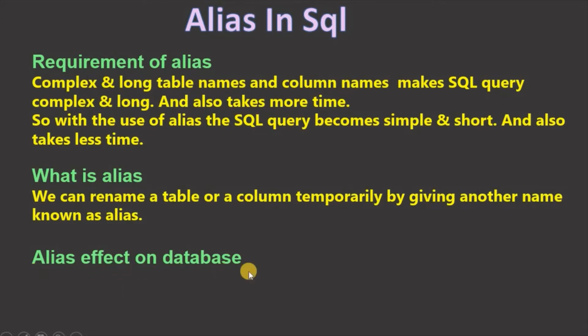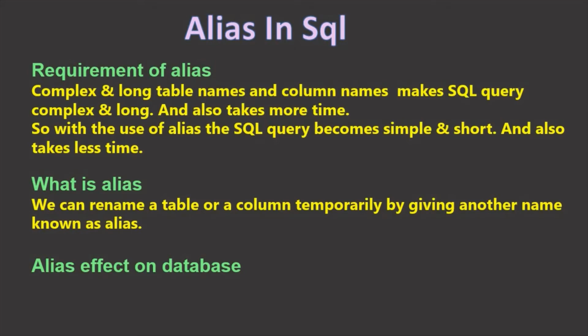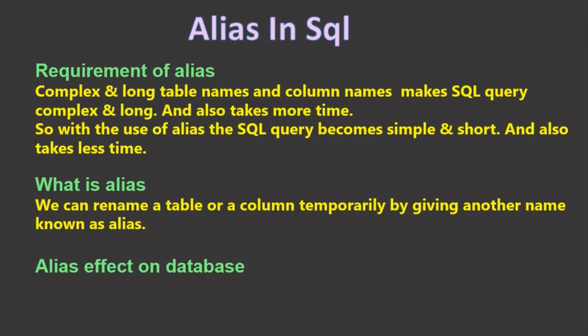Alias effect on database. Because of column aliases, we can see column headings simple and short in the result or output. With table aliases, the query becomes simple and short. This change does not affect the real table, and the real column and table names do not change when we execute the query. This change is limited only to that query or the result of that query. In this way, using aliases is a temporary change, limited to the writing and execution of that query. Aliases are limited only to that query and do not make any change in the real database.